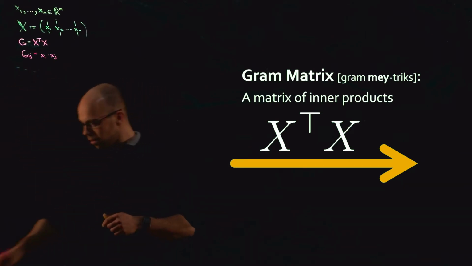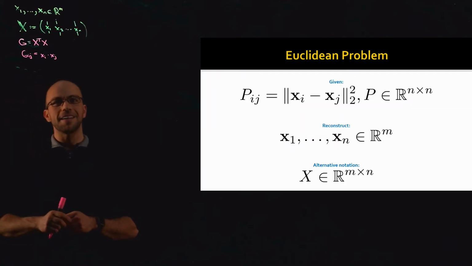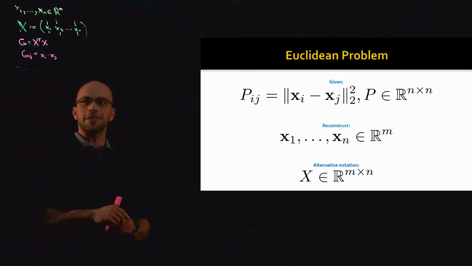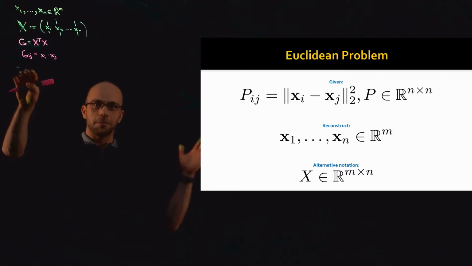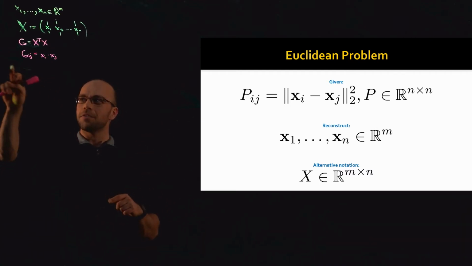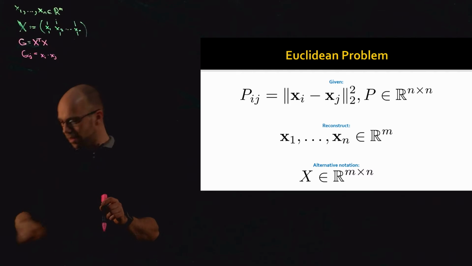So essentially, our solution to the problem on the previous slide is going to happen in two steps. Our first step is going to be to recover G from P, and then we're going to recover our embedding from G. Hopefully that makes some sense.